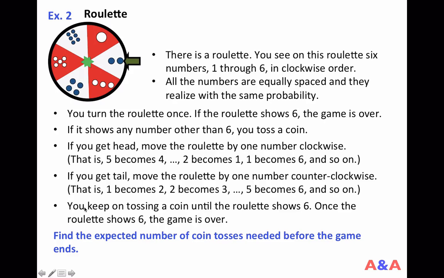And you keep doing this, you keep tossing the coin and moving the roulette by one number either clockwise or counterclockwise depending on the outcome of the coin toss, until the roulette finally shows 6. Once the roulette shows 6, then the game is over. Question. Find the expected number of coin tosses needed before the game ends. Now I suggest that you pause here and think for 5 minutes before you see the answer.